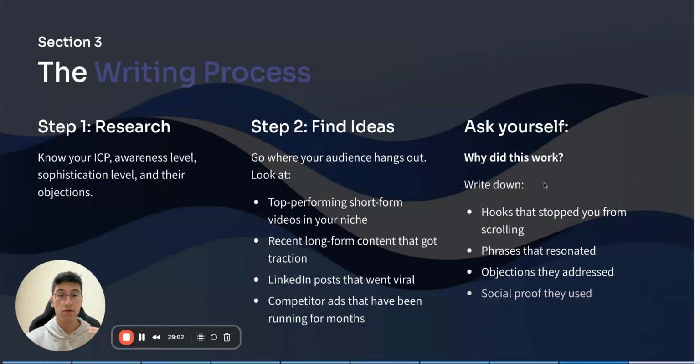And you need to write hooks that stopped you from scrolling, phrases or words that resonated with you, maybe industry specific words. And you need to note the objections that they addressed, and you need to note the social proof they used in your ads. For example, are they using customer testimonials, in a written form or in a video form? You need to check everything and note down which specific format they are using.